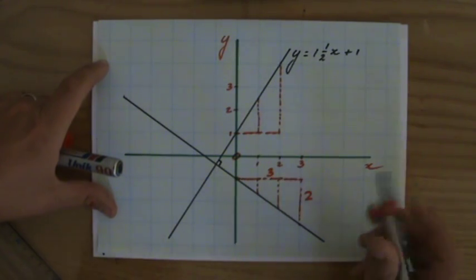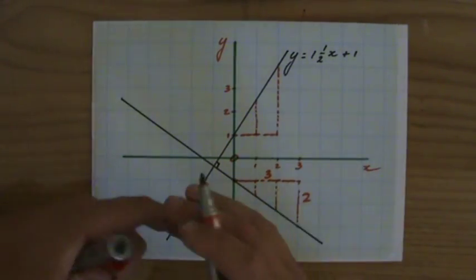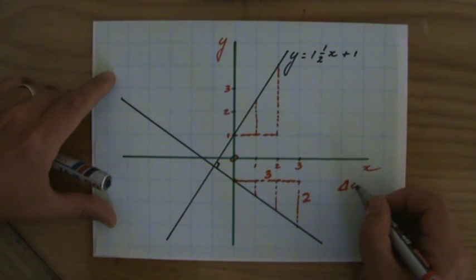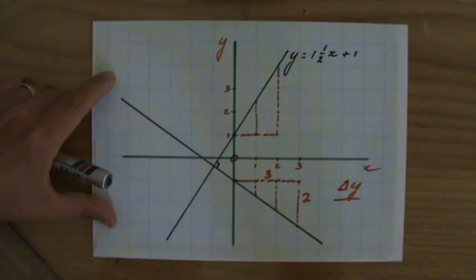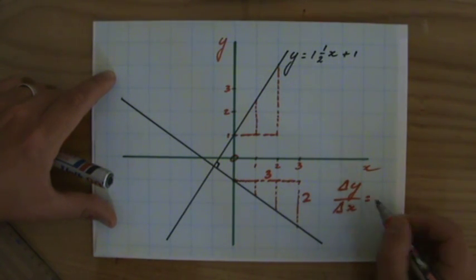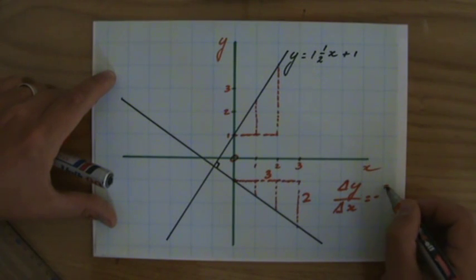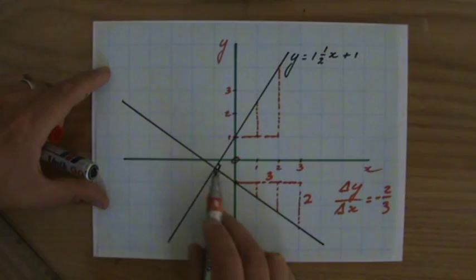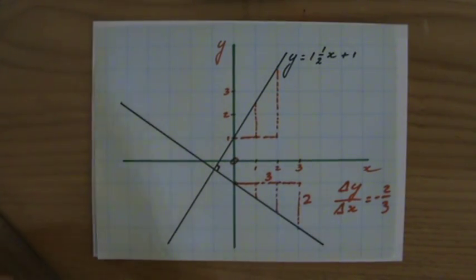In my previous videos, how do we calculate the gradient? I explained that we find the difference in the y direction divided by the difference in the x direction. So minus 2 over 3, the line goes down. So the gradient of this line indeed is minus 2 over 3.